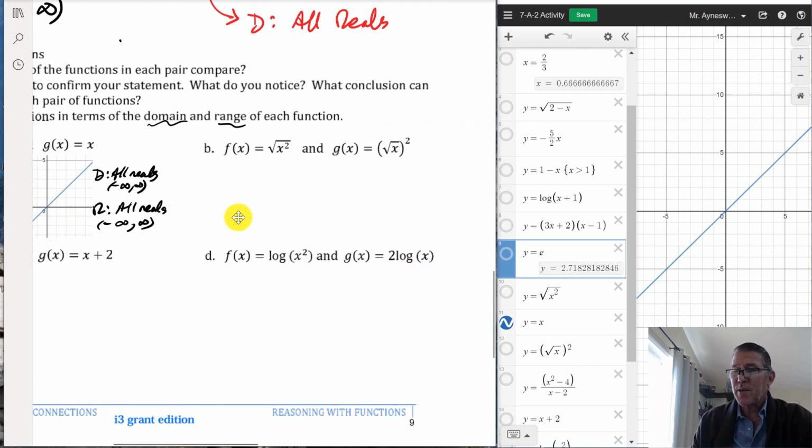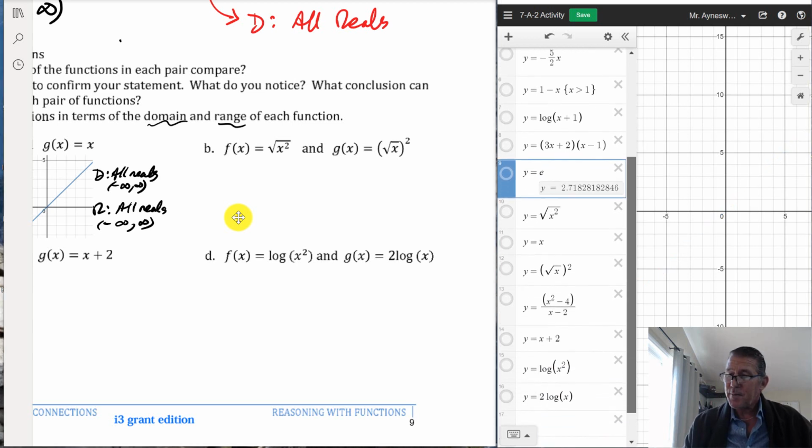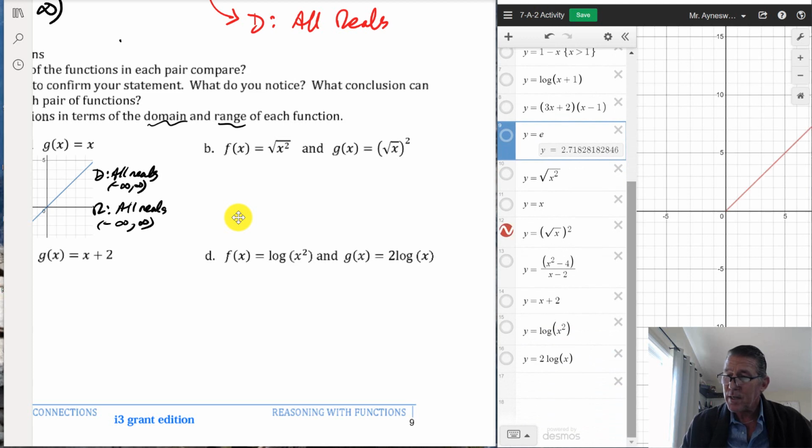Okay, now let's go to the next one here. How do these look similar? The square root of x squared versus the square root of x, then squared. You have to follow the order of operations here. So go to Desmos, enter the functions in, and turn them on. So here's the first function. Well, we have to change the color there.